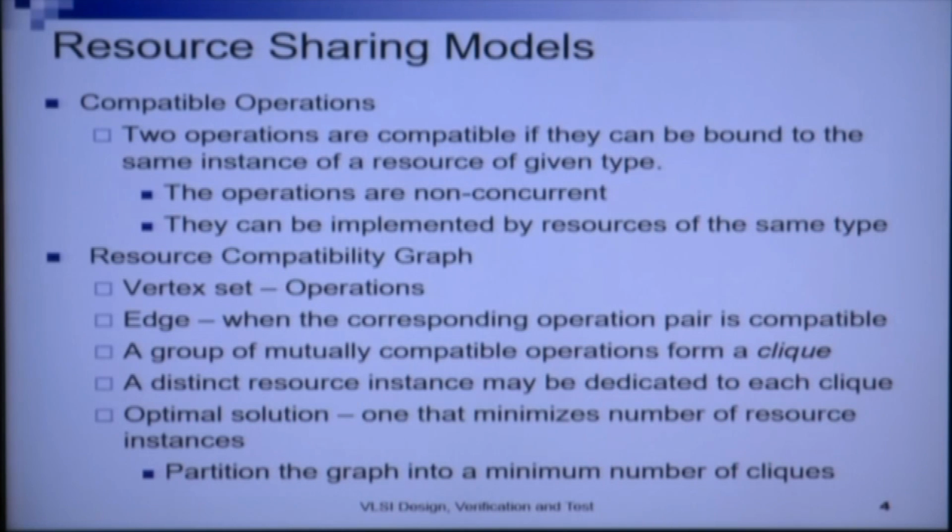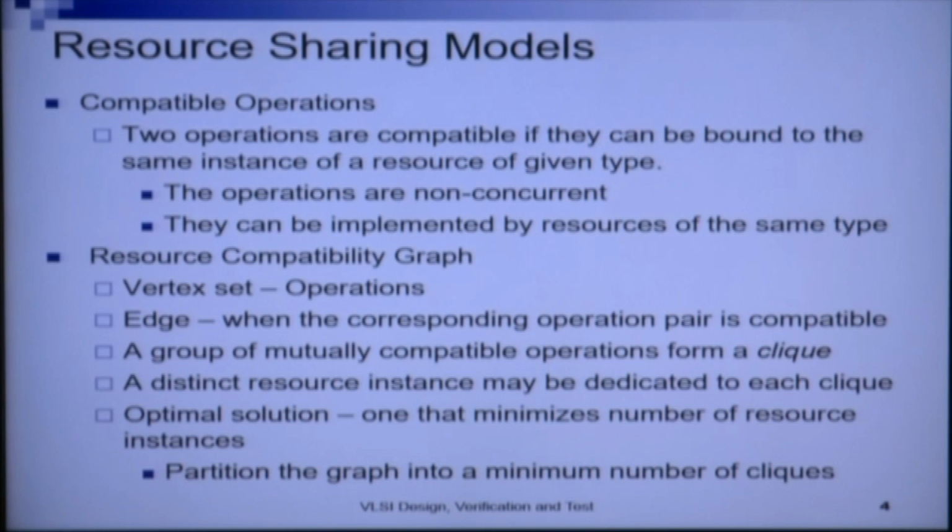So, a set of mutually compatible operations form a clique or a complete subgraph. Why? Because all these operations will be connected by edges between each other. And why is that so? Because all these operations are mutually compatible. Neither of these operations are scheduled at the same time step, and the same functional unit type can be used to schedule all the operations in this clique. A distinct resource instance can be dedicated to each clique. An optimal solution to the resource sharing problem is what? One that maximizes resource sharing. So, the optimal solution will be one that minimizes the number of resource instances.